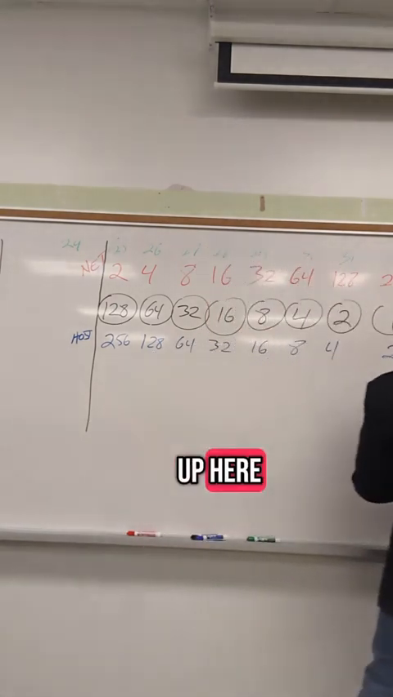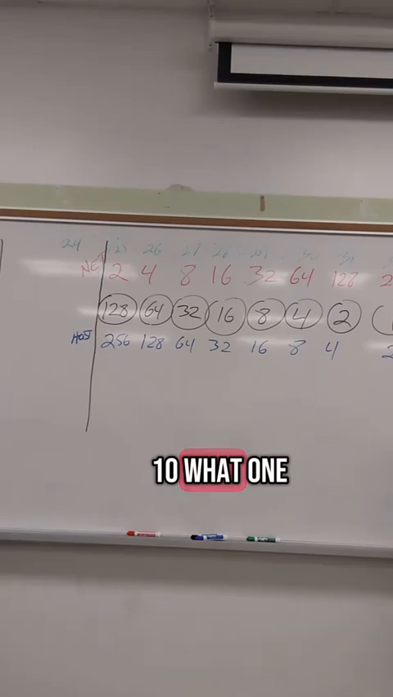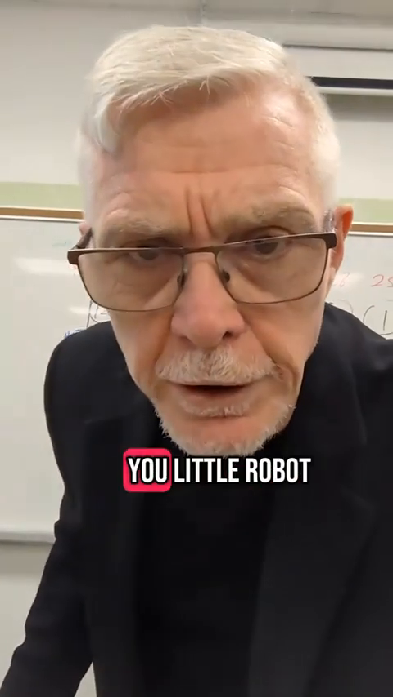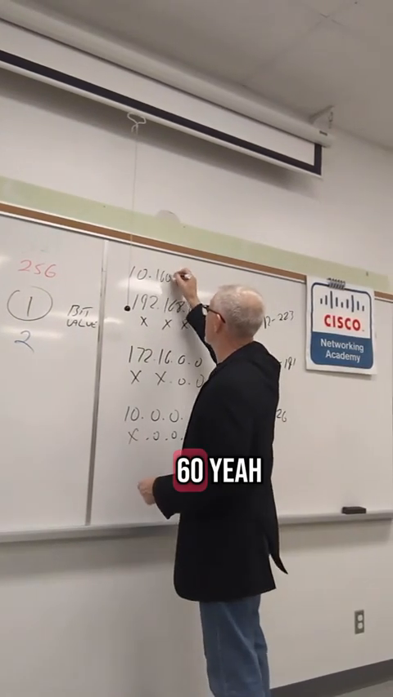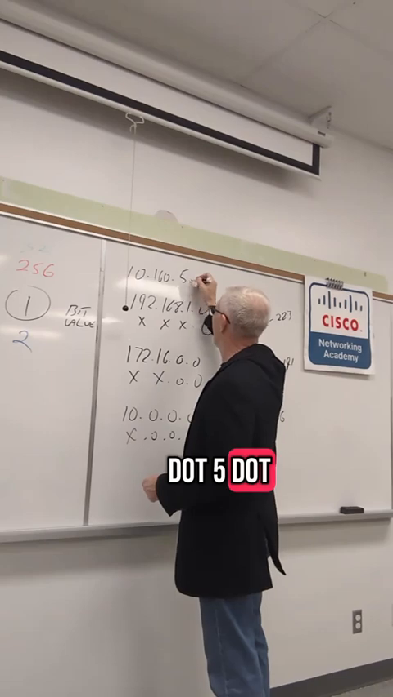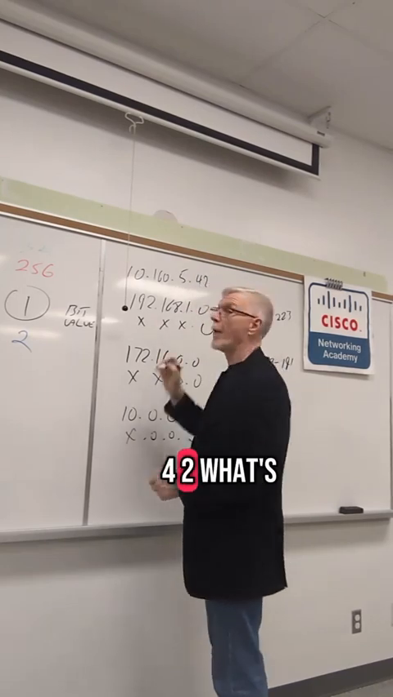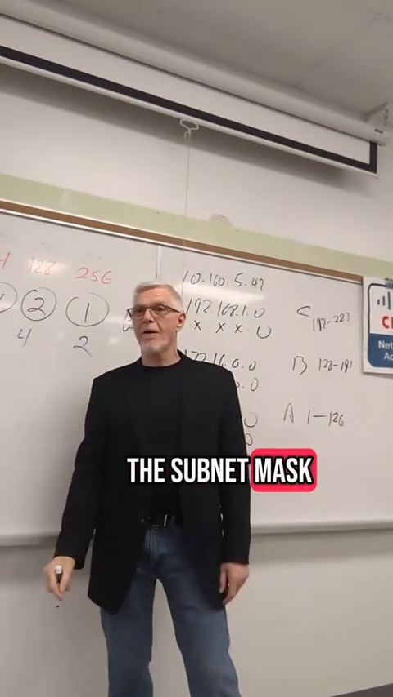10.160.5.42. Put that up here. 10 dot what? 160. Follow me, you little robot. There we go. 10.160, dot 5.42. What's the subnet mask?